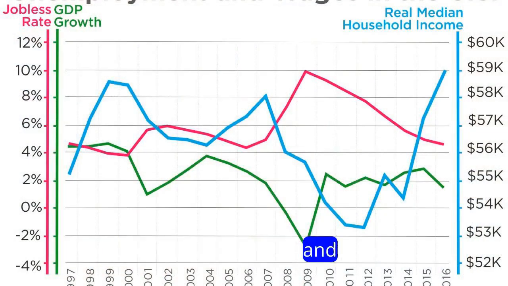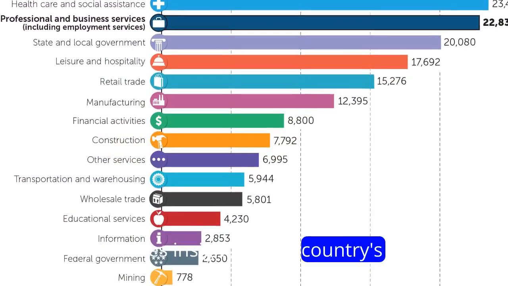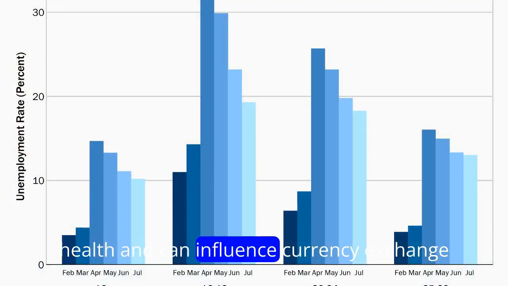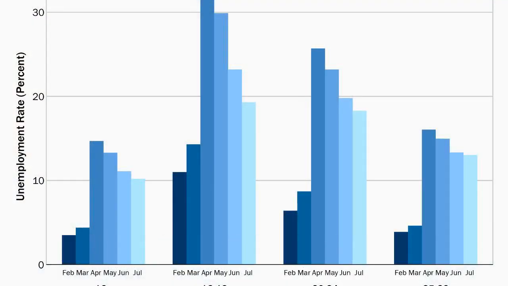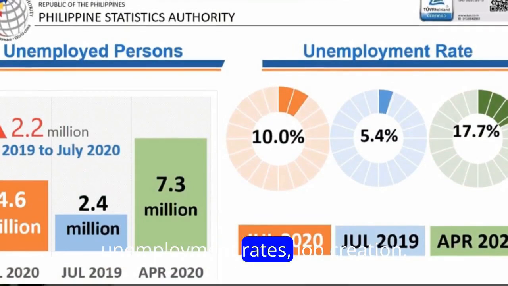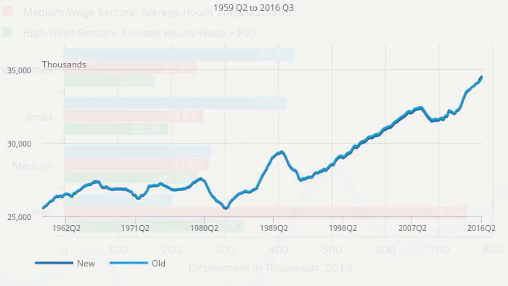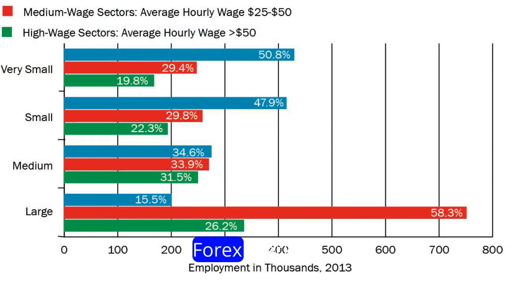Low unemployment rates and strong job growth suggest a robust economy, potentially leading to a stronger currency. Employment data is a critical economic indicator that significantly impacts the Forex market. It provides insights into a country's labor market health and can influence currency exchange rates. Key employment data includes non-farm payrolls, unemployment rates, job creation, workforce participation, and wage growth. Here's how employment data affects the Forex market.